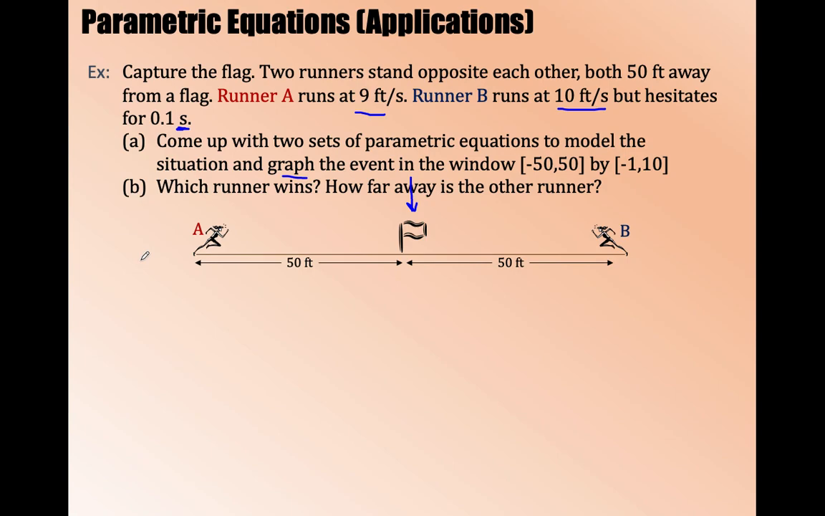So first let's take care of runner A. What's runner A's horizontal component? Now I'm going to do this relative to the flag, right? So I'm going to call this 0. This is like my 0 point. So runner A is starting 50 feet away from 0, but in which direction? I probably should have done the velocity first, shouldn't I?